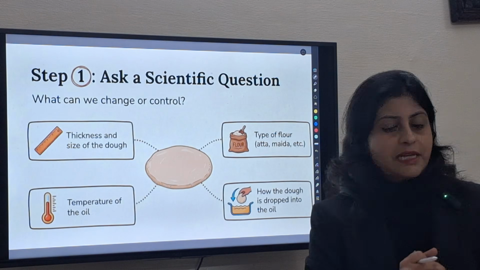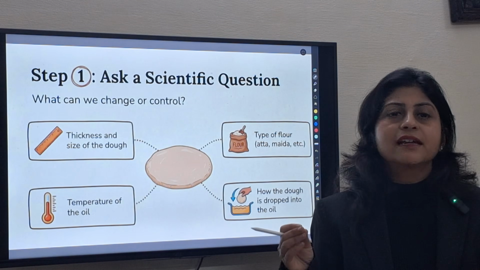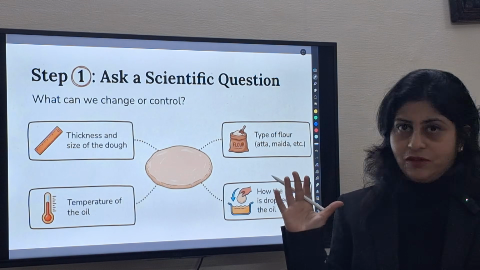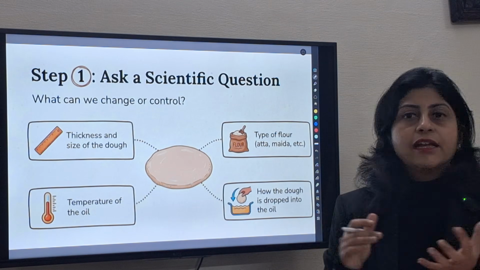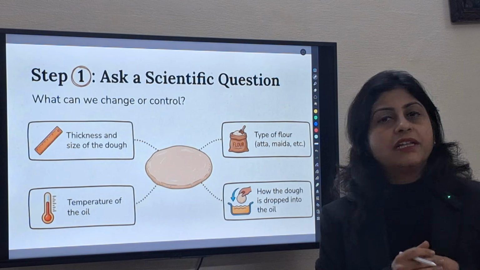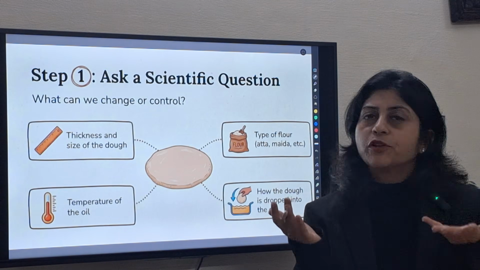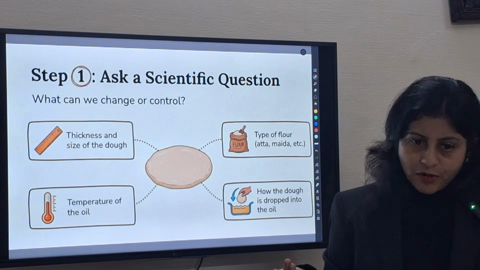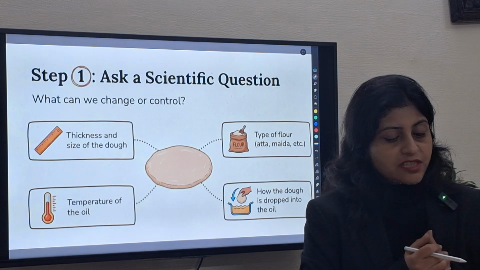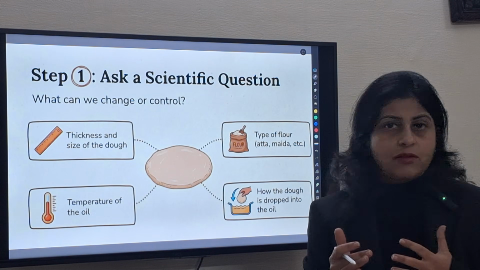So, your first step will be asking a scientific question. We have already done that, right? Like, why is one side of a puri thinner and why is it puffing up? How does it puff up when we put it in hot oil? Okay, so what will be your next step? What can we change or control?